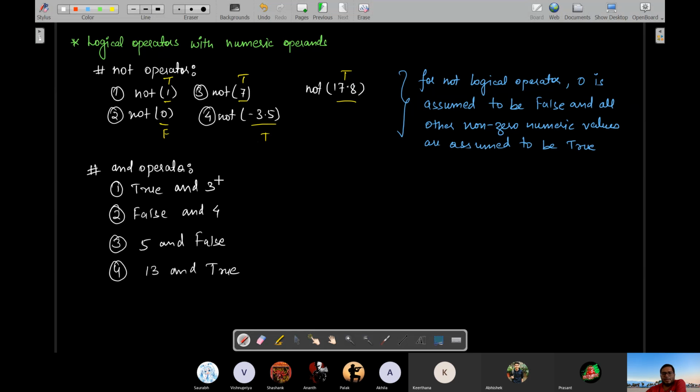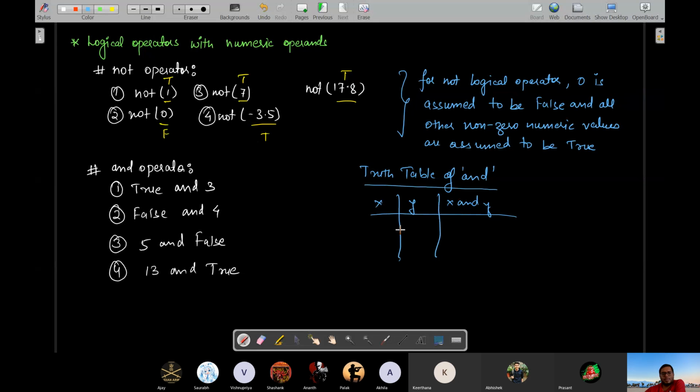when you look at the truth table of AND, what is the truth table of the AND gate? I make the truth table. Let us quickly write the truth table of AND once. That will solve your problem. Okay. X, Y, X and Y. True and false, false. False and false, false. False and true, false, and then true and true, true.